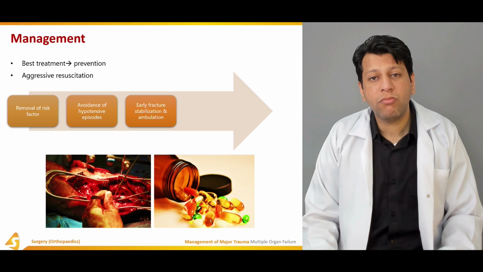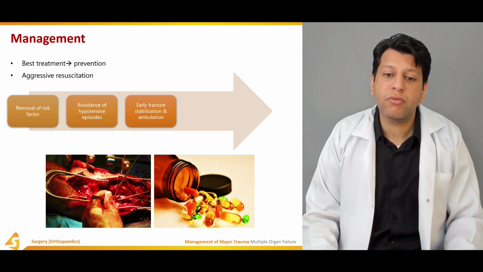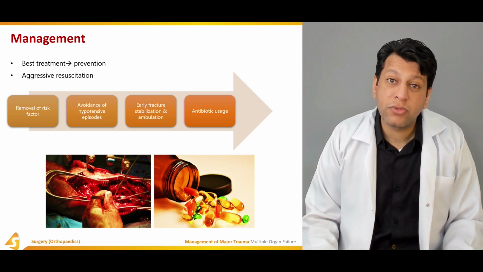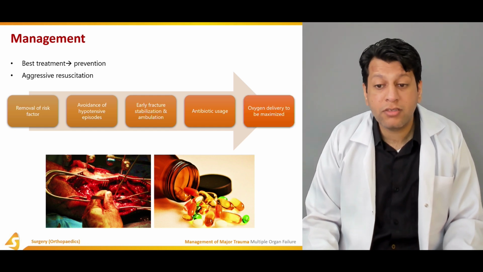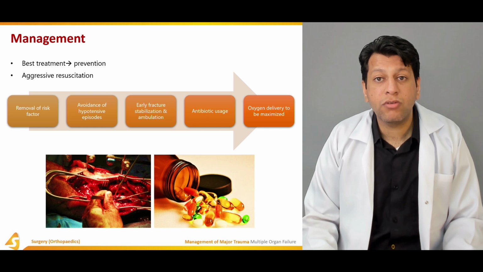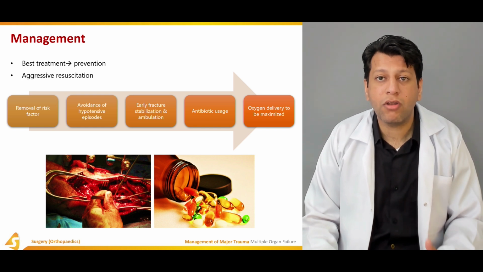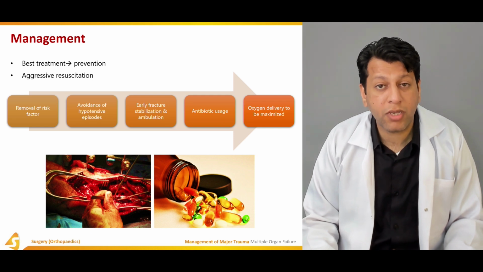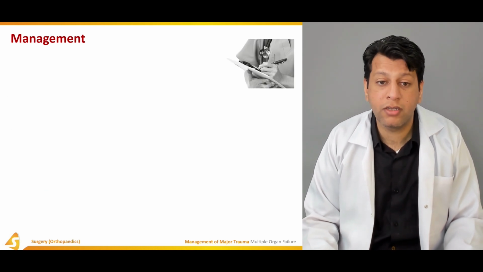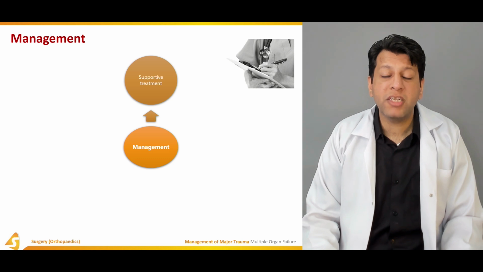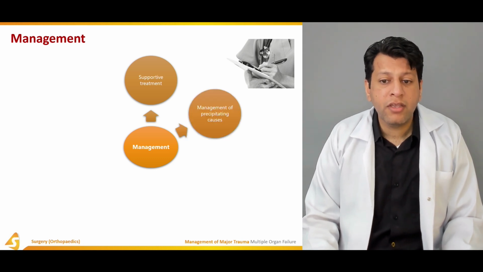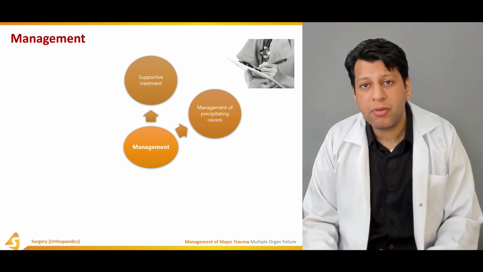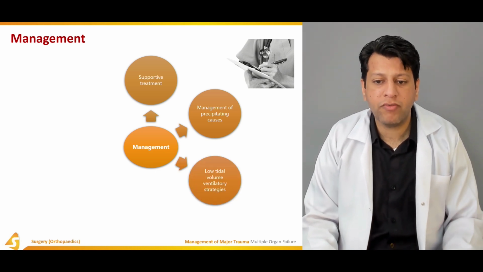If it's due to a fracture in trauma, then that will require fracture stabilization and embolization. If it's due to sepsis, then we require IV antibiotics. And if it's due to hypotension along with hypoperfusion, oxygen delivery has to be maximized and the patient has to be ventilated. Now, management is mainly supportive treatment. The precipitating causes, whatever is causing hypoperfusion and hypotension, have to be dealt with.